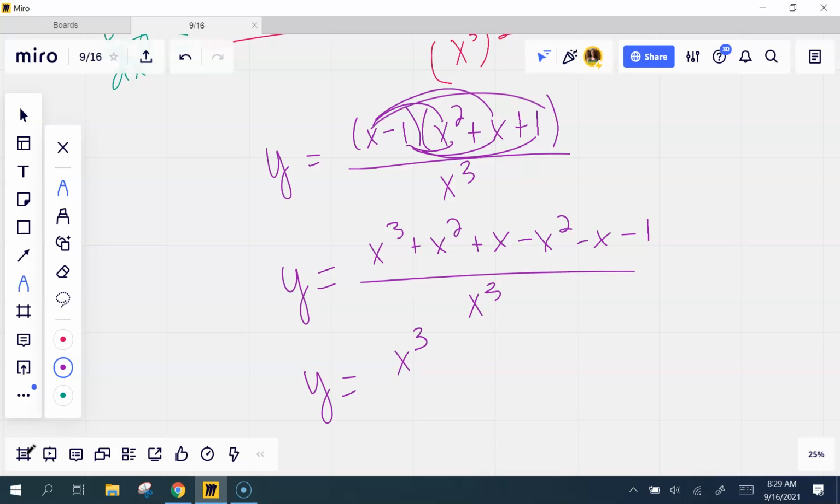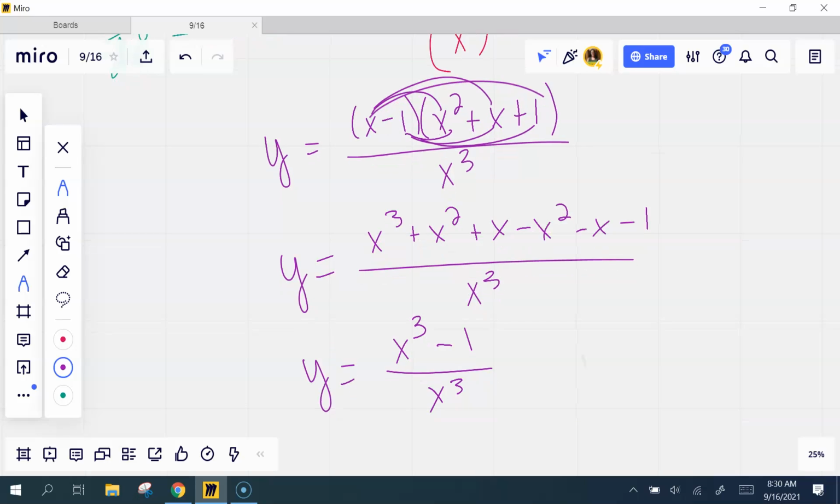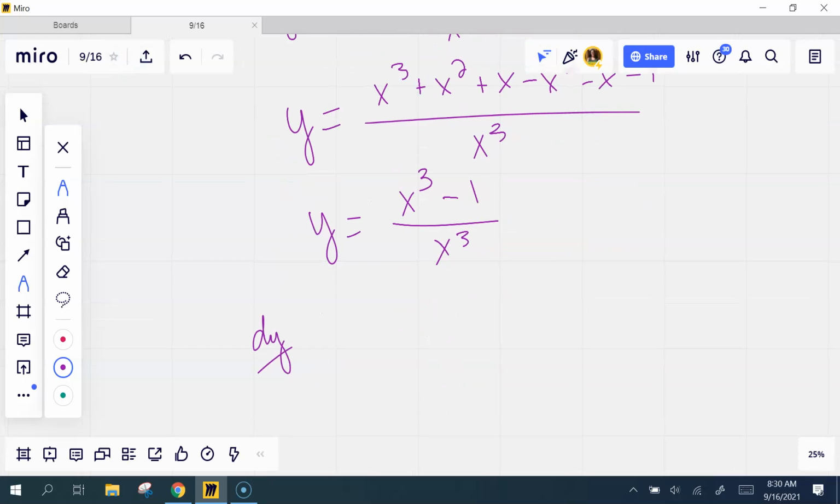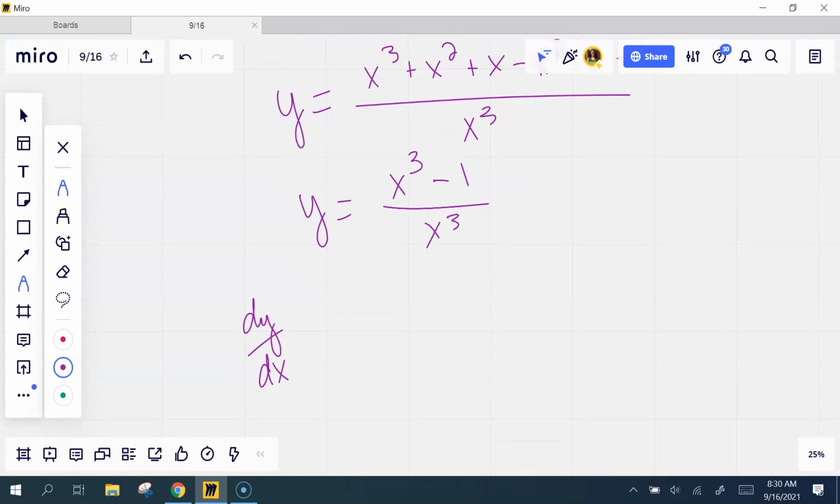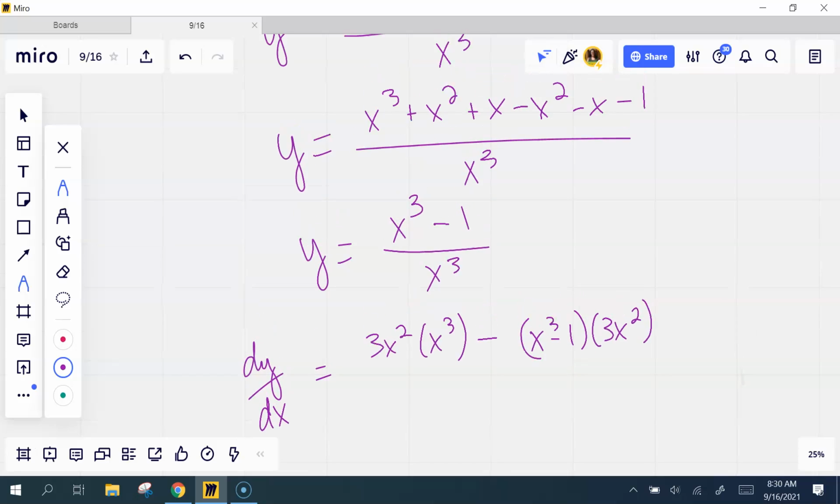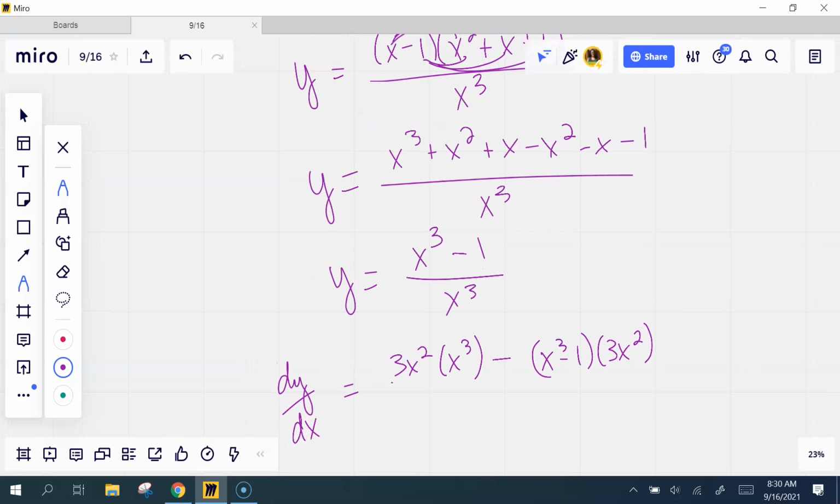X cubed minus 1. Oh, wow. So now if I do dy dx, yep. Derivative of the top times the bottom minus the top times derivative of the bottom, all over the bottom squared.